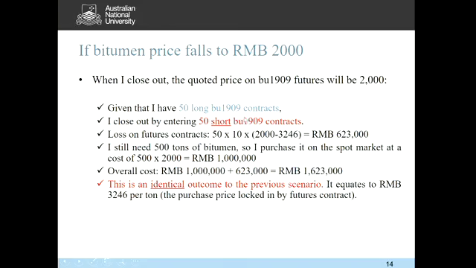All right, so what would be the profit or loss this time on our futures position? Remember, we took a long position at a price of 3,246. So that's the price we bought, and this is the price we realized when we sold, right? We're short. So we're making a loss, 1,246 per ton. Right? So this time we're making a loss. And so that comes down to 623,000 RMB loss on our futures position.